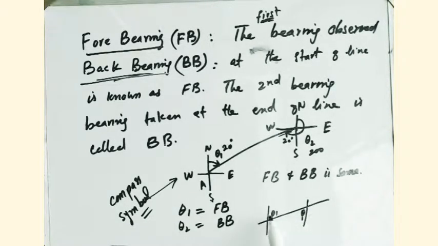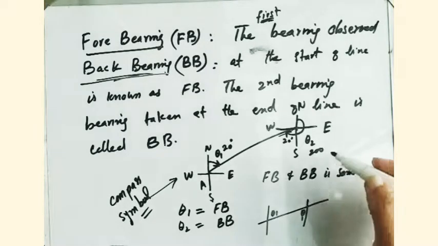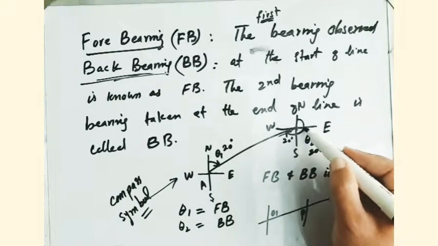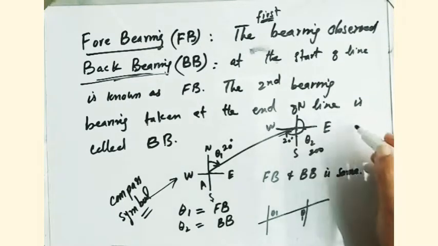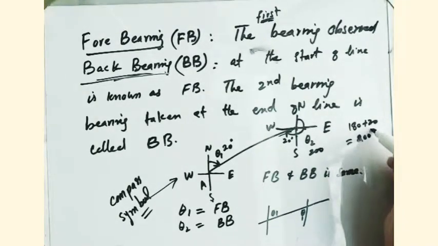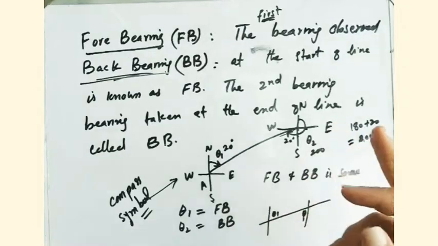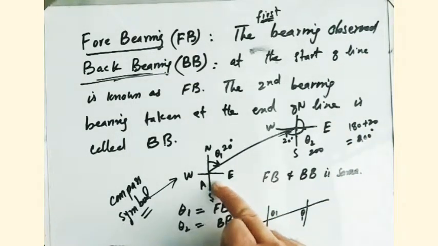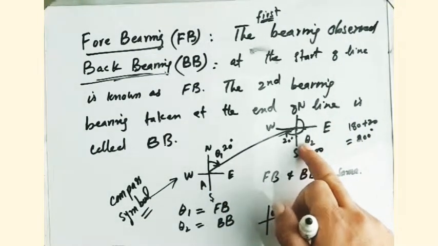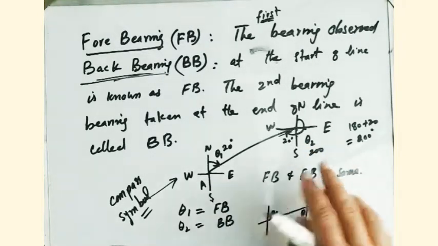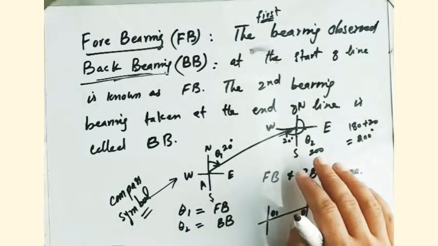Jo saamne wale angle hain wo barabar honge. Yahan pe aap dekhiye, jab aap yahan se start hote hain, yahan pe aate hain east ki taraf, to ye 90 degree ho jata hai. East se south ki taraf aate hain to ye 180 degree aa jata hai. To 180 plus 20, it will become 200 degree. So it means if you know one bearing, you can find the other. If you know fore bearing, you can find back bearing, and similarly, if you know back bearing, you can find fore bearing. The only difference is 180 degree.